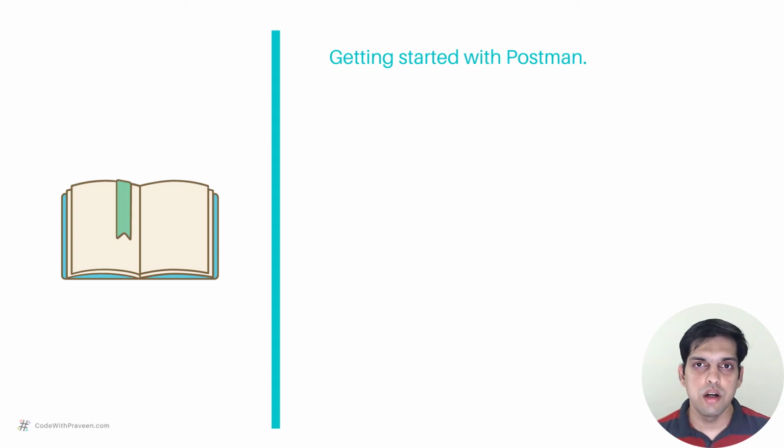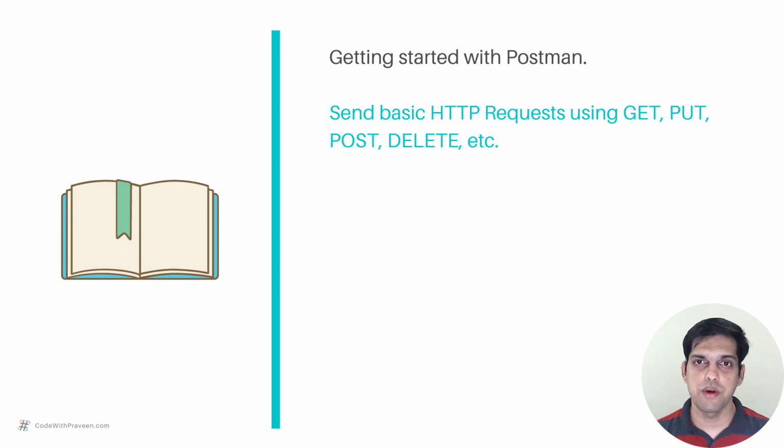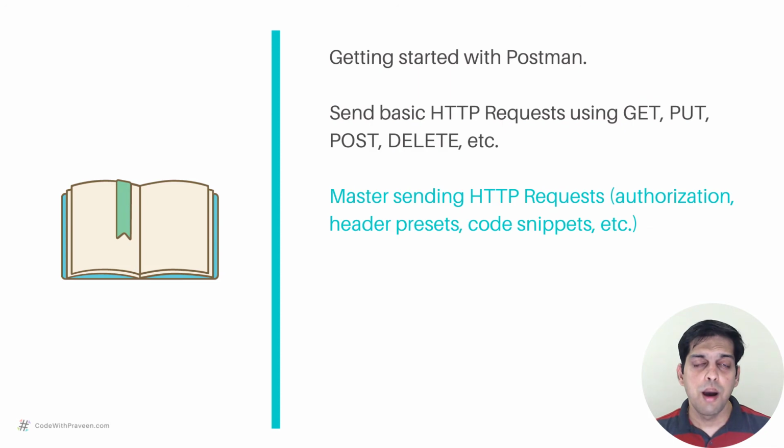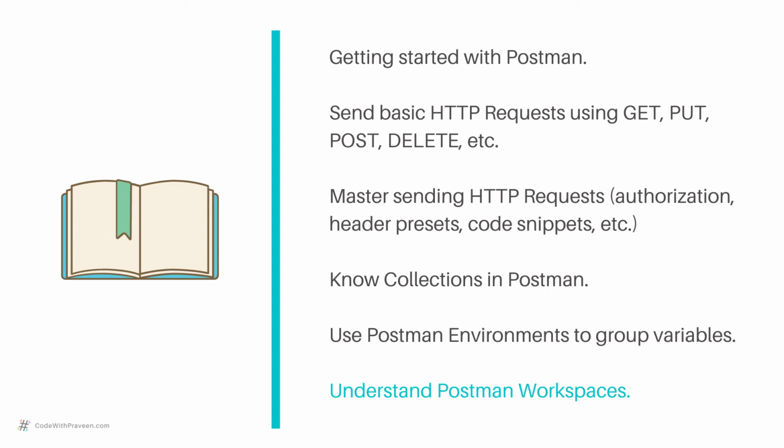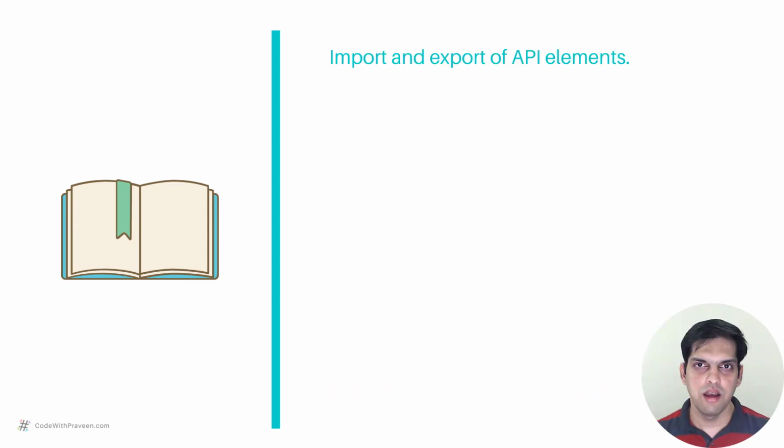Some of the topics you will learn include getting started with Postman, and how to send basic HTTP requests using GET, PUT, POST and DELETE for API testing. Master sending these HTTP requests that include authorization, header presets, code snippets, Postman console and so on. Knowing collections in Postman, followed by using Postman environments for grouping the variables. Some of the other topics include understanding Postman workspaces, and getting to know useful features such as import and export of API elements, and so on.